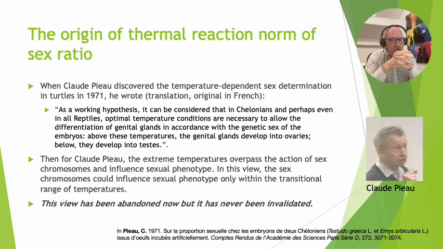Above this temperature, the genital glands develop into ovaries. Below, they develop into testes. The important point in this sentence is genetic sex. Then, for Claude Pieau, the extreme temperatures overpass the action of sex chromosomes and influence the sexual phenotype. In this view, the sex chromosome could influence sexual phenotype only within the transitional range of temperature. This view has been abandoned now, but it has never been invalidated.